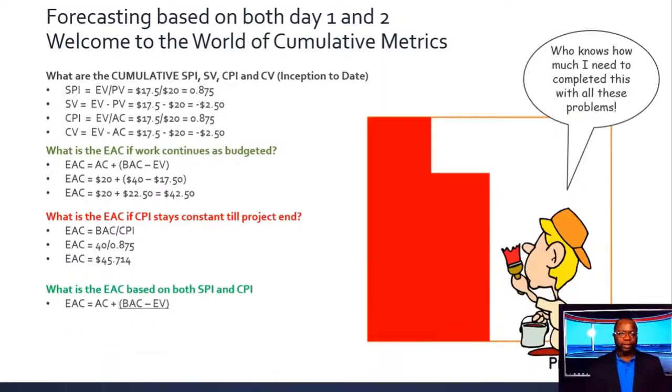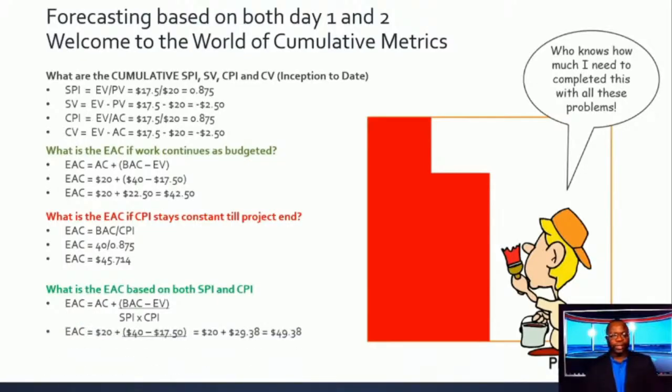All right. What is the EAC based on both CPI and SPI? Plug in the numbers. Cumulative. Don't do day 1 or day 2 on their own. You'll miss it. Cumulative. And if you plug it in cumulative, you're going to get 49.38. Cumulative. All right. So I think one last thing to give you a very good perspective is the final formula.